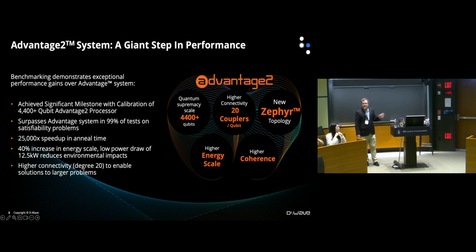There's a lot of numbers on this page. The basic thing you need to know is that we were able to build a machine with over 4,000 qubits, which is an order of magnitude beyond some of our competitors, and two orders of magnitude beyond most of our competitors.